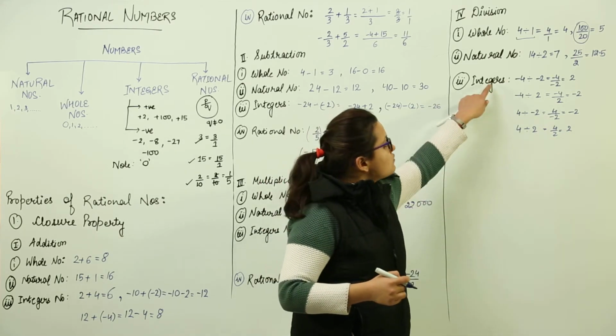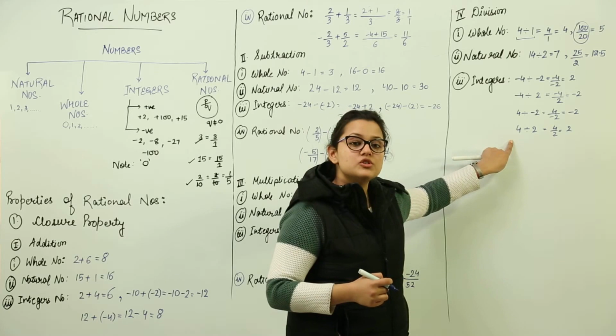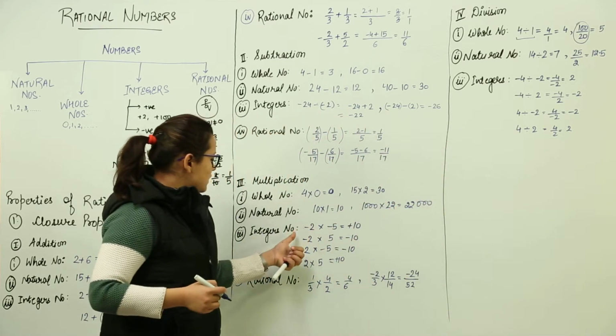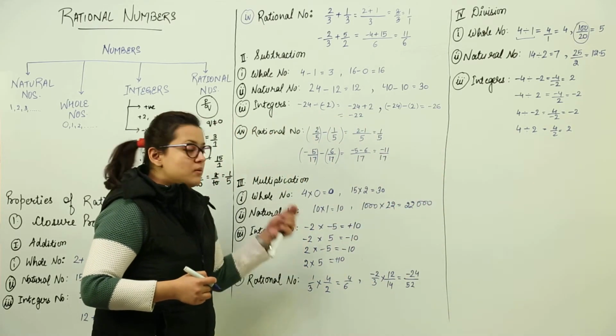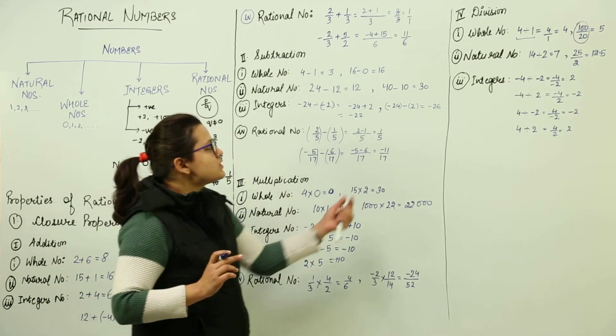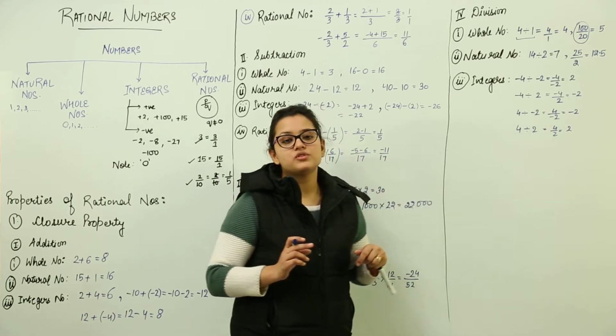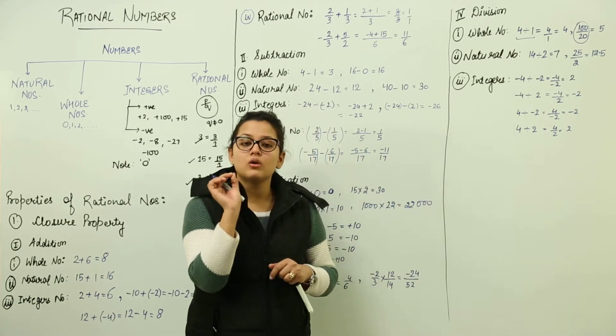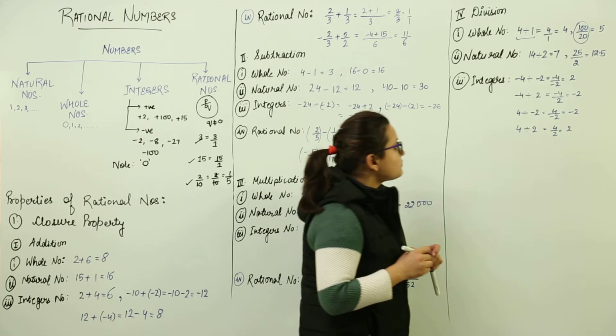Understood? Now this was the case for division of integers and we have discussed the multiplication of integers. Please be very careful when you are multiplying two integers and dividing two integers because your sign makes a lot of difference. Understood?